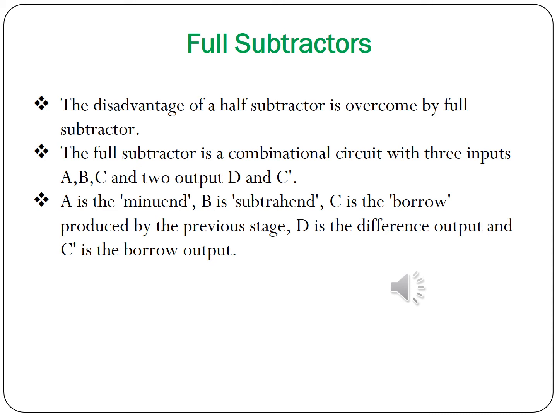So the full subtractor is a 3-bit binary subtraction operation. The full subtractor also overcomes the disadvantage of the half subtractor circuit. 3-bit subtraction, subtraction with borrow, is possible in the full subtractor circuit.